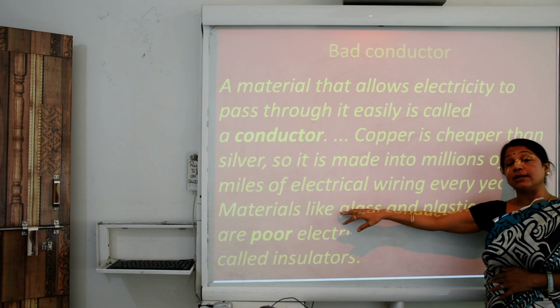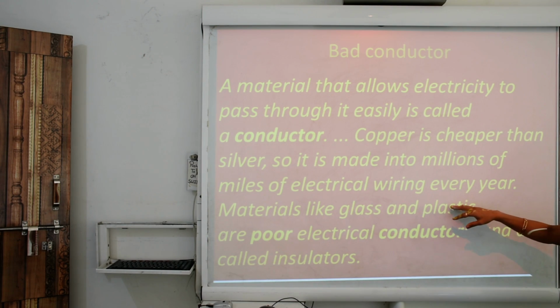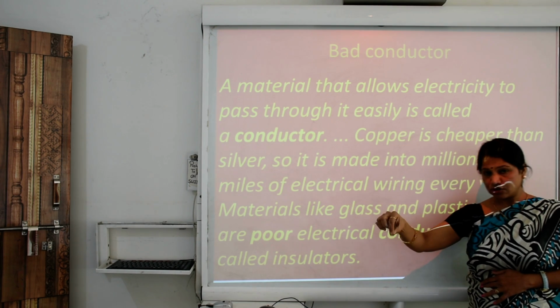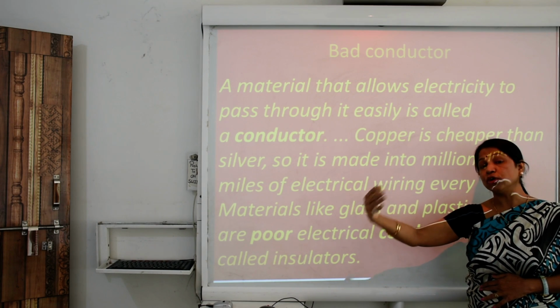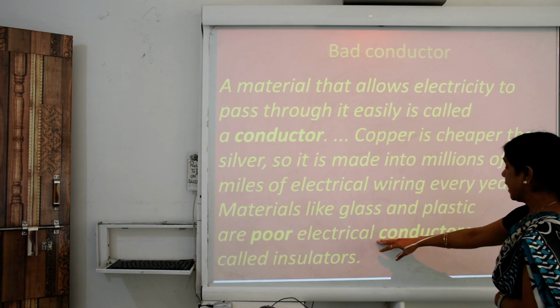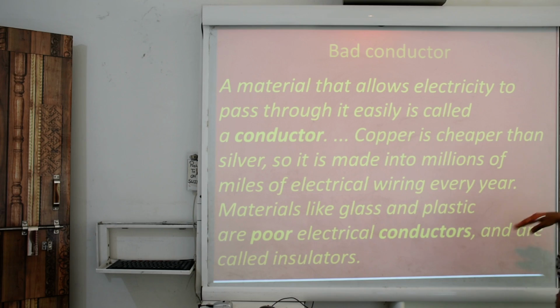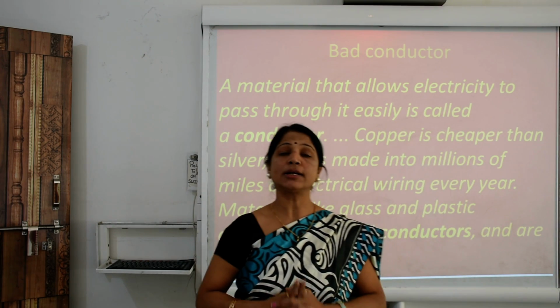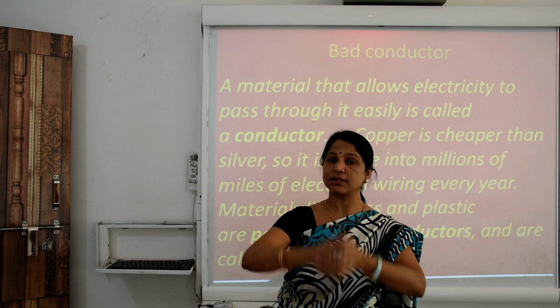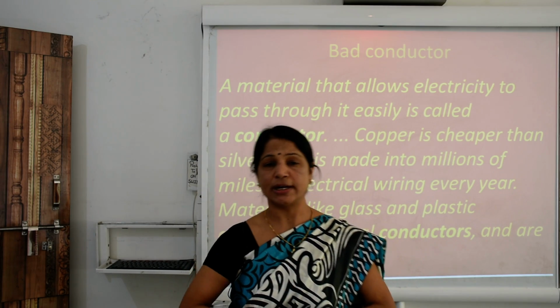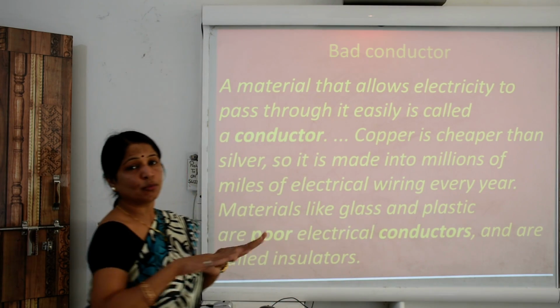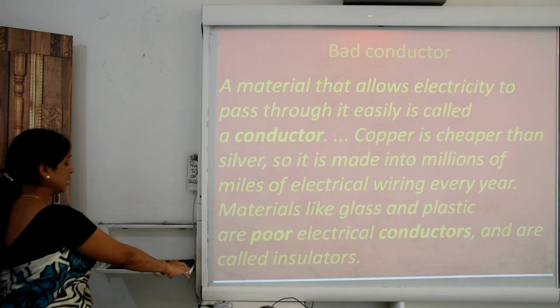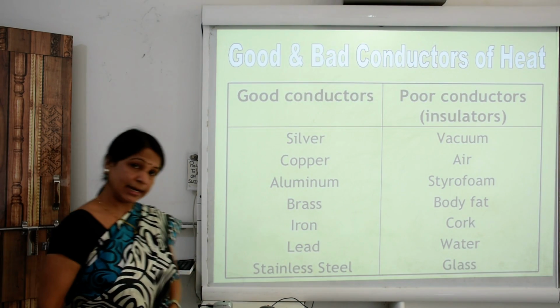It means in glass and plastic there is no conduction of any type of electricity. These are called insulators. These are called poor conductors, these are called bad conductors, these are called insulators. It means there is no possibility to pass any type of electricity.